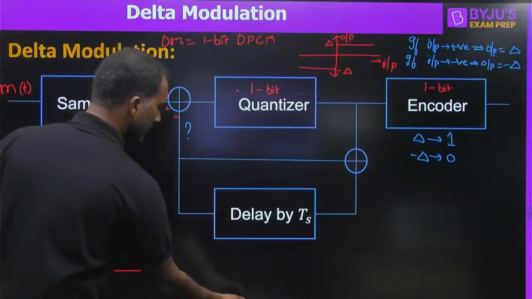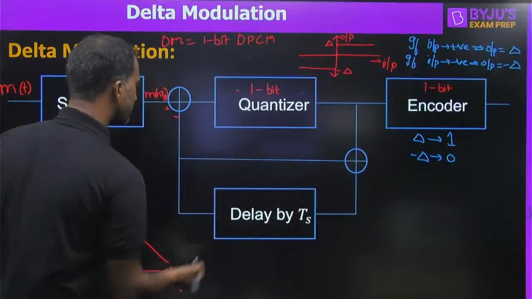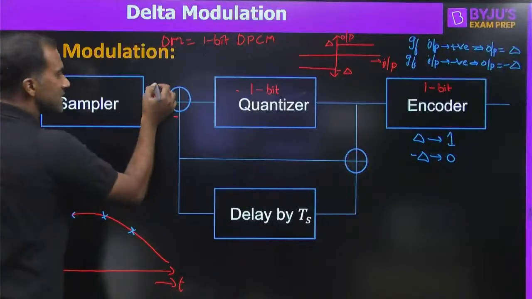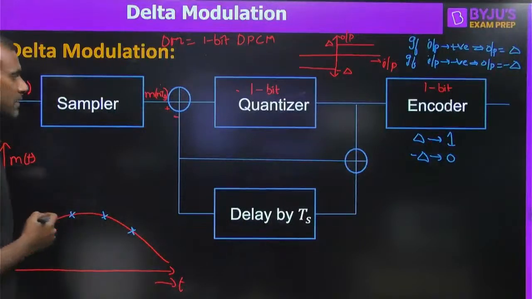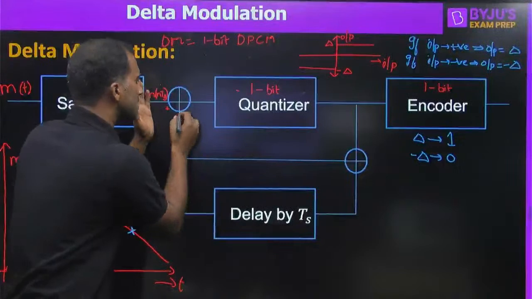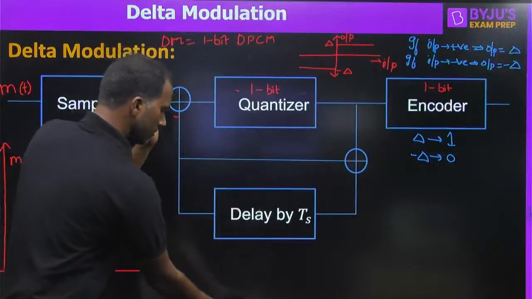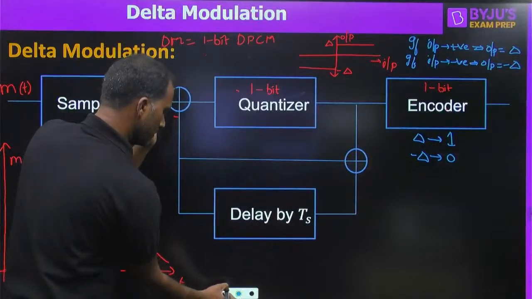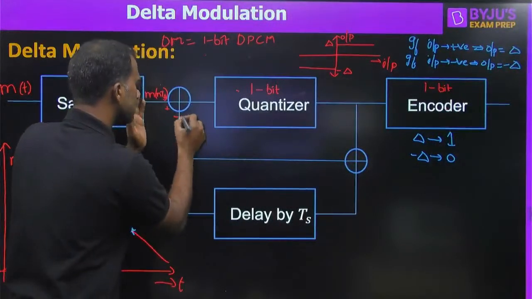We'll understand further, so let us deep dive into the discussion. Right, so the first sample, is it a positive sample? Initially the circuit is at rest. The feedback sample is 0.